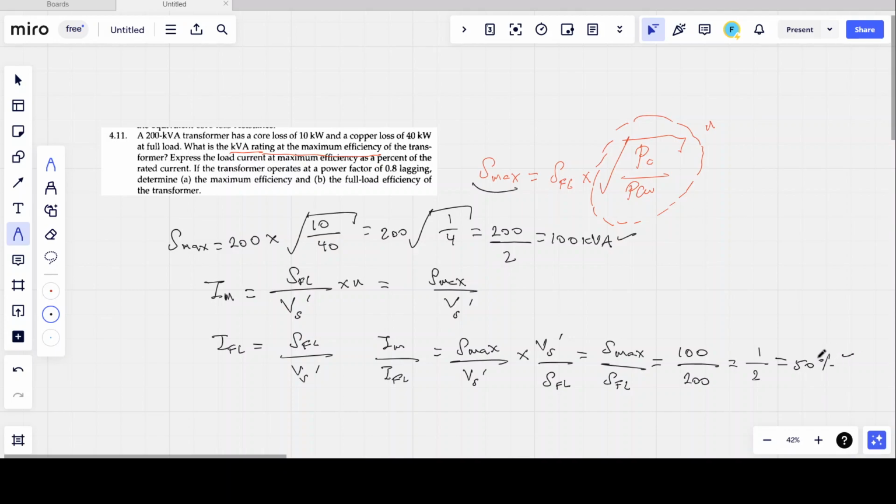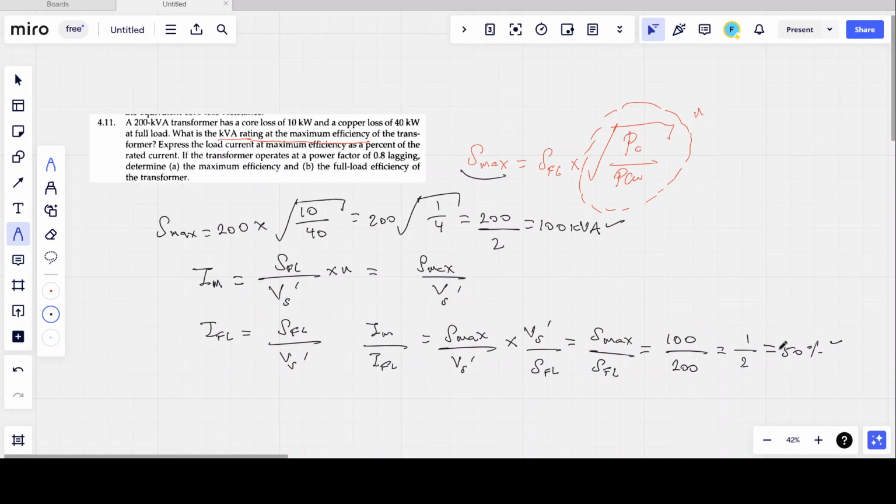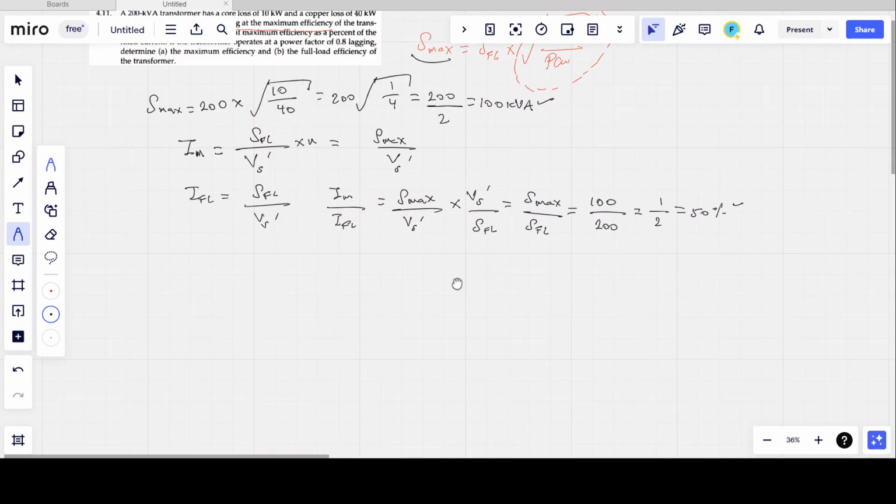So now we are done with that portion of the question, where they say write the load current at maximum efficiency as a percentage of the rated current. The rated current is the full load current. Okay, now let's start solving the remaining parts. The maximum efficiency. So how do we find maximum efficiency? Let me write the formula down. Maximum efficiency, we call it eta max. I forgot the name of the symbol. Maybe it's called eta in Greek, the symbol that we use for efficiency.